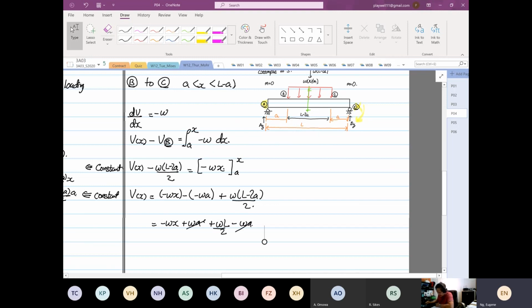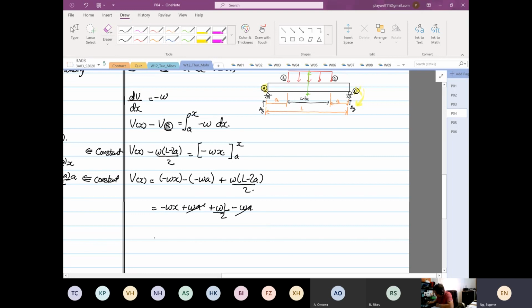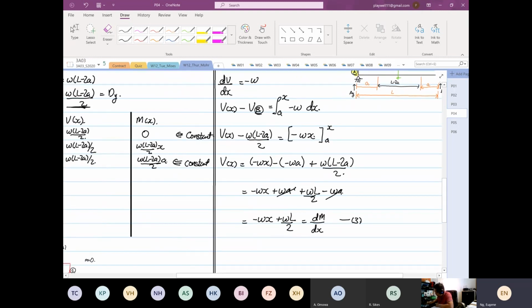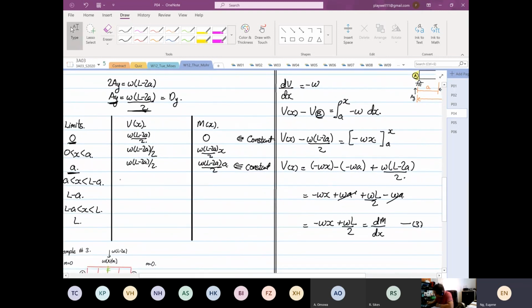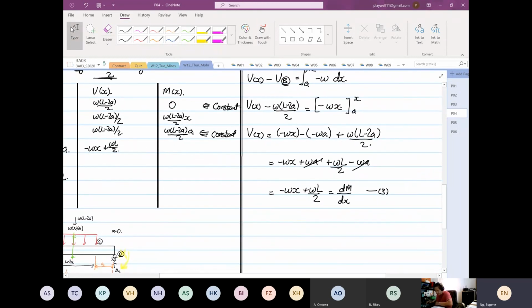So what we have is equal to minus ωx plus ωL divided by 2. So this will be equal to your dM by dx. Okay, so this is my equation number 3. So immediately you go to your table, you can write this down as minus ωx plus ωL divided by 2. Okay, so then we integrate, right?